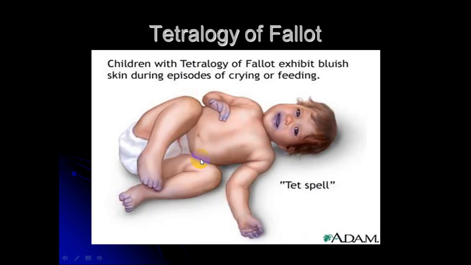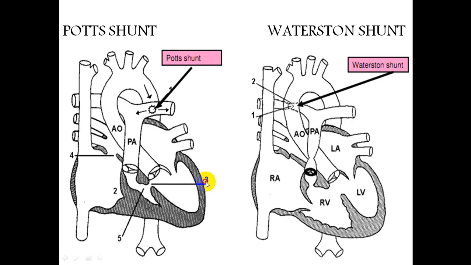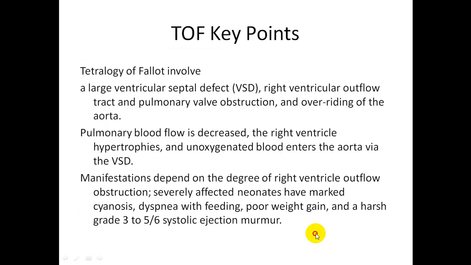This is the hypercyanotic spell, or tet spell, in the child with tetralogy of Fallot, with a bluish skin episode during crying or feeding. This is another picture for them. And this is the idea behind the palliative surgery: shunting the subclavian artery with the pulmonary, as a systemic to pulmonary circulation.